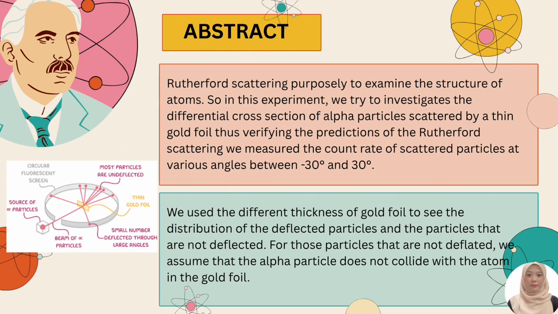We used different thicknesses of the gold foil to see the distribution of the deflected particles and the particles that are not deflected. For those particles that are not deflected, we assume that the alpha particle does not collide with the atom in the gold foil.